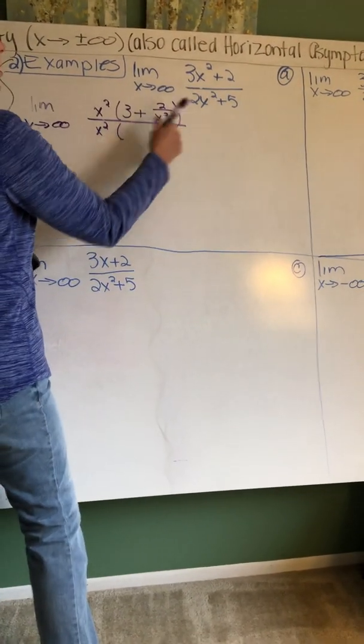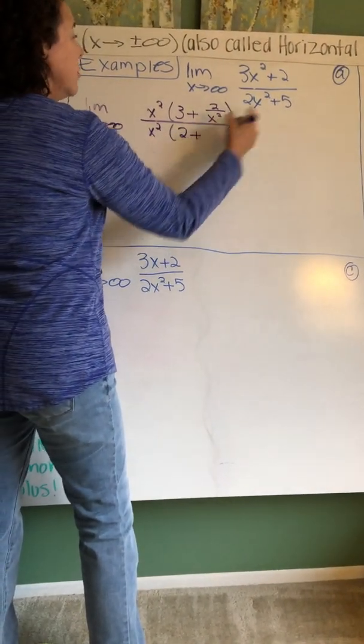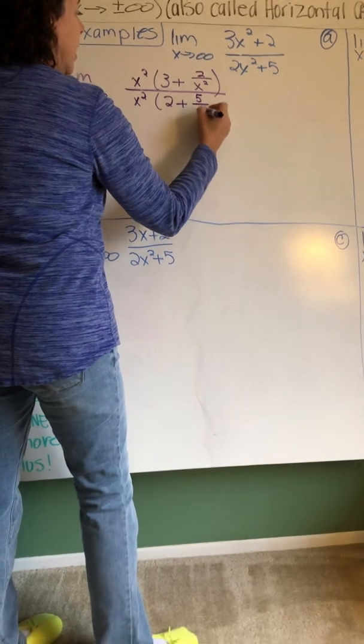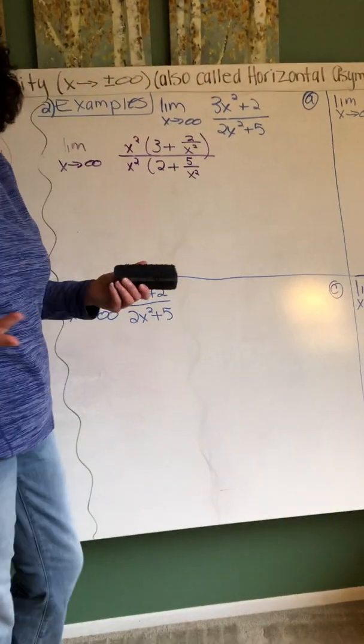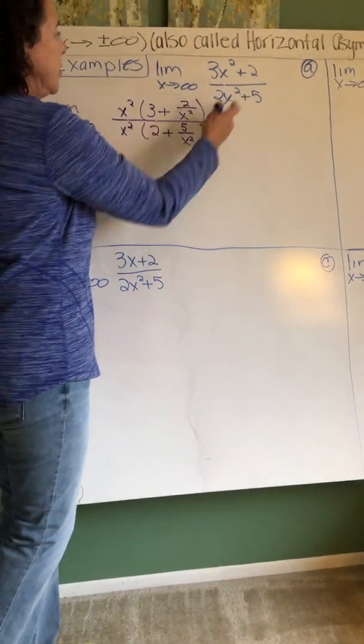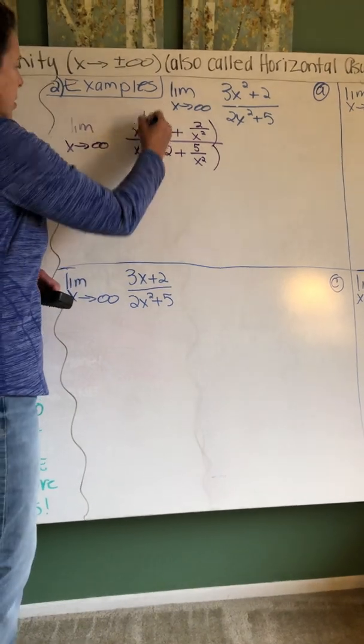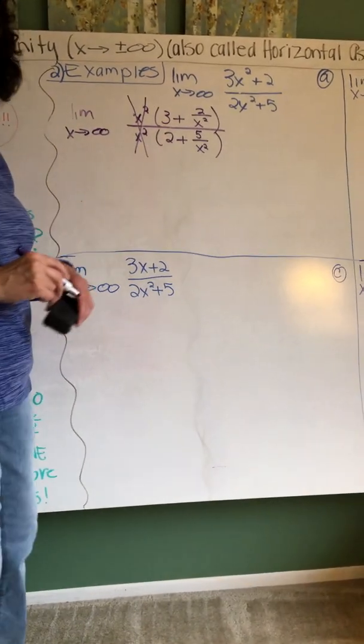Let's do that in the denominator. X squared factored from 2x squared is 2. Factored from 5 would be 5, right? I'm dividing 5 by x squared. There it is. So this expression and the one you see here is exactly the same. But watch what happens. Now the x squareds cancel out.